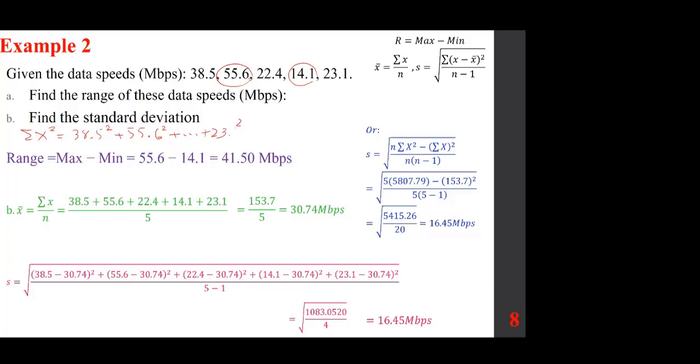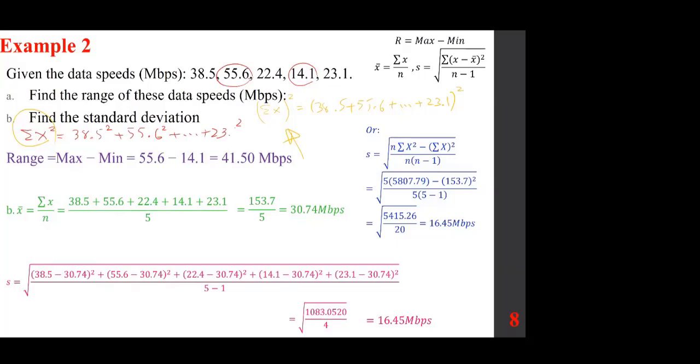However, summation of x quantity squared means add them up, 38.5, 55.6, all the way to the last entry, and now square that. I'm mentioning that because I want to make sure we know how we calculate each one, and we don't want to mix them up. Summation of x squared versus summation of x quantity squared. Again, two different methods of calculation. You choose the one that works for you. I expect you to be able to do it on your own for small sample data.